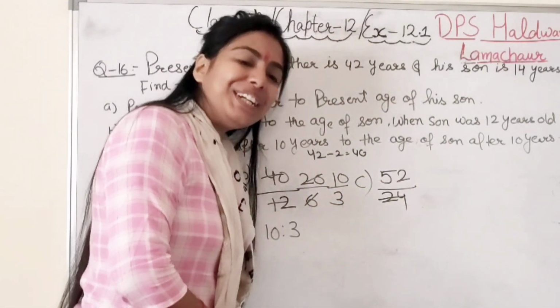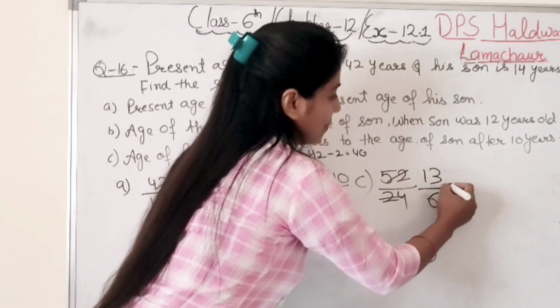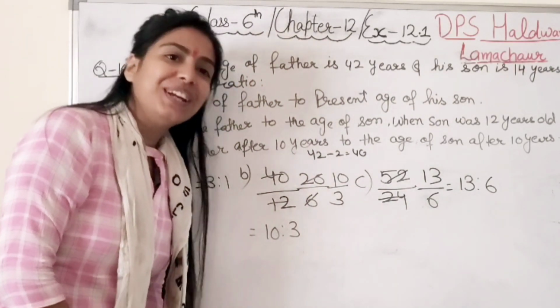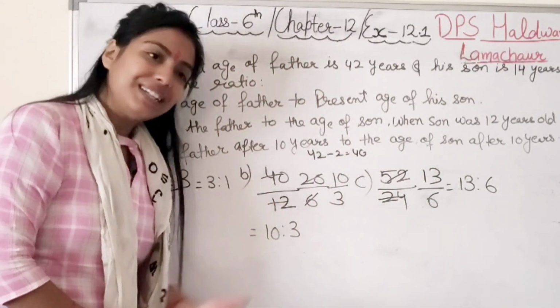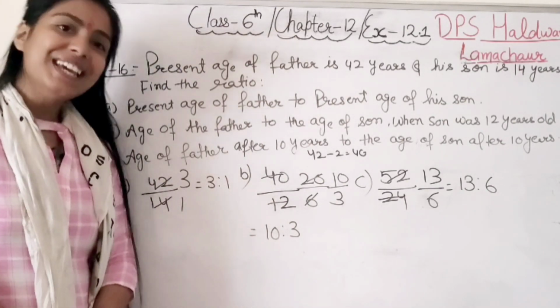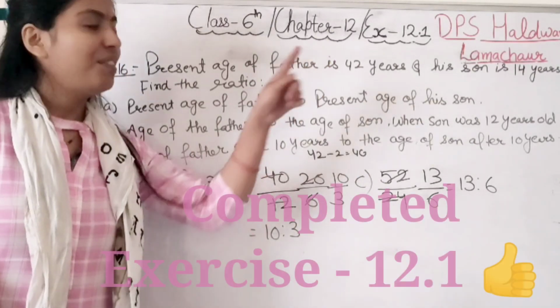After converting into the lowest term, it will be 13 divided by 6. So it will be 13:6. That's it, student. Very simple question, but the conditions are different only. You have to fulfill that condition. Okay? So this was about our last question of exercise 12.1.